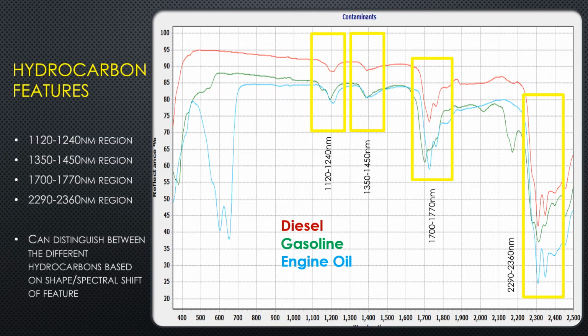The 2 main regions that are generally used are the triplet feature at 1700 to 1770 nanometers and the triplet feature at 2290 to 2360 nanometer region. This is mainly due to heavier hydrocarbons occurring in those regions versus the lighter hydrocarbons occurring at the 1120 to 1240 and 1350 to 1450 region. We can actually distinguish which hydrocarbons based on the shape and spectral shift of the feature.